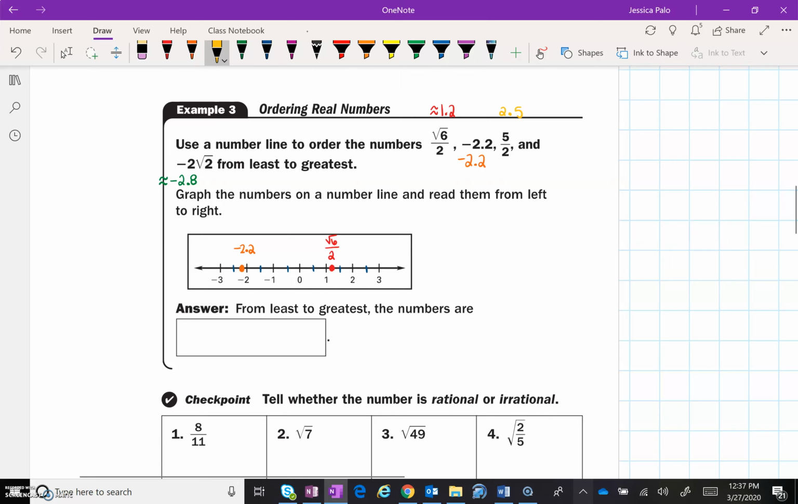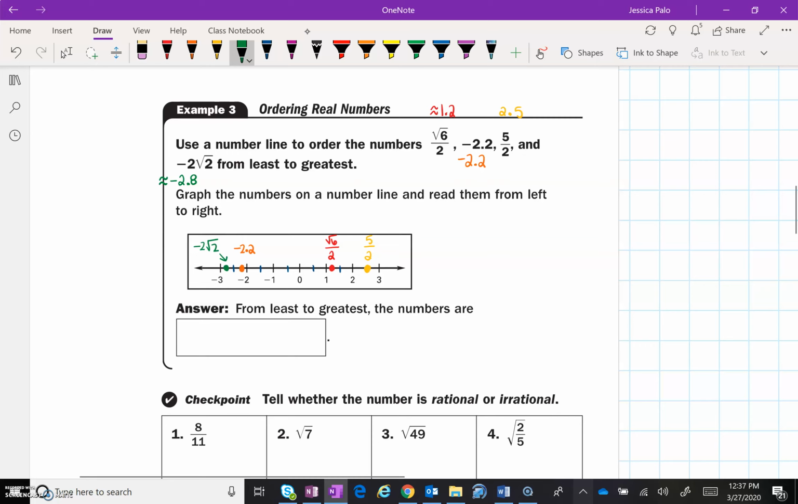2.5, we're back in the positives. That goes exactly on this line, halfway between 2 and 3. So that is 5 over 2. And the last one, negative 2.8. This is 2.5. This is about negative 2.8. And we're going to label that one negative 2 radical 2. And that goes right there.